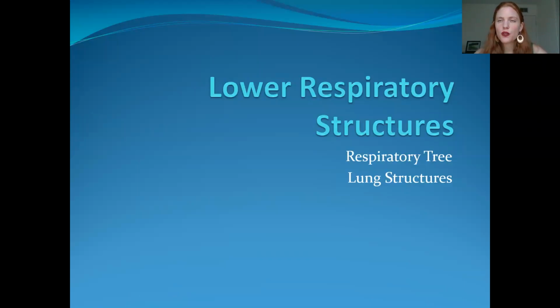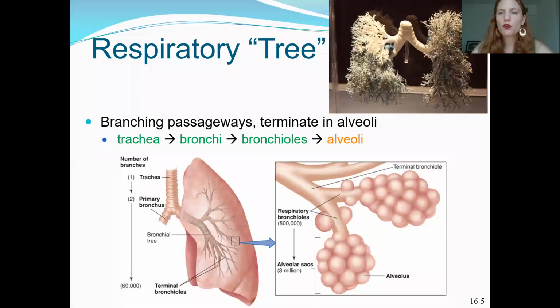Okay, guys, so here we are on the second piece of the respiratory structure lecture, and we're going into the lower respiratory structures. We just finished the upper respiratory, and the lower respiratory is also known as the respiratory tree, and the reason it's called that is because it looks like an upside down tree, right?